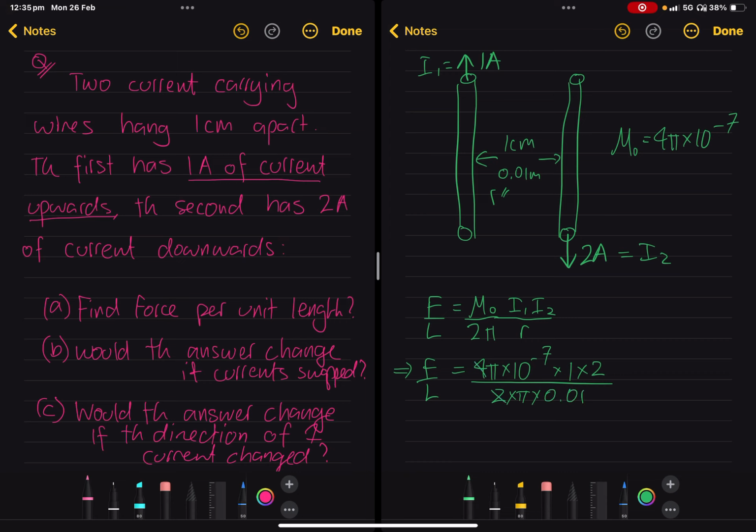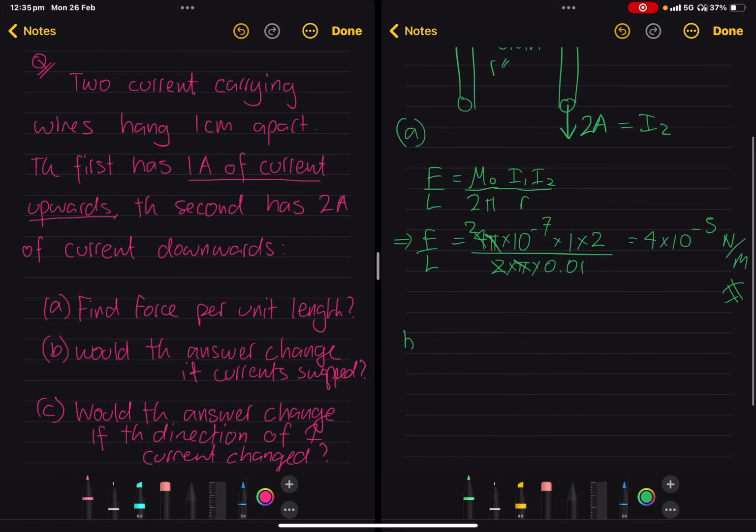So this 2 and this 4, we can simplify. The 2 pi's cancel. So now we'll plug what's left into the calculator. We've got 2 times 10 to the minus 7 times 1 times 2 divided by 0.01. My calculator tells me this is 4 times 10 to the power of minus 5, and this will be in terms of newtons per meter. And this is the answer to part A.